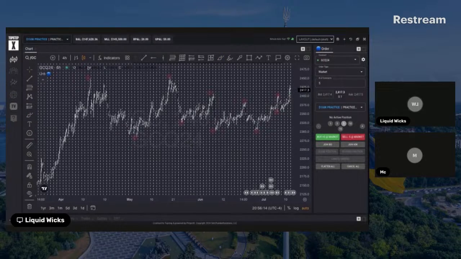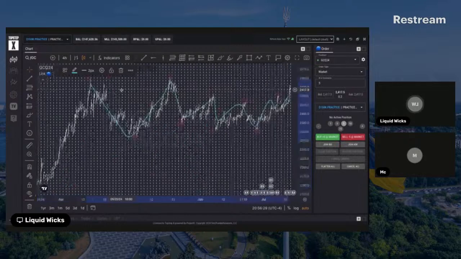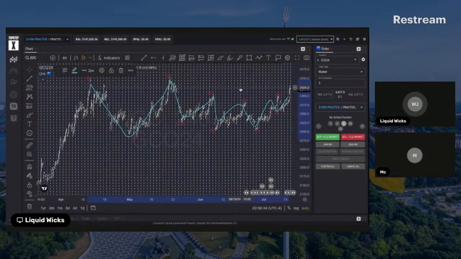Can I change the visibility? No, never mind. So we got this type of thing going on right now. We're starting to coil up, and we're coming up to this little area right here. Very nice.